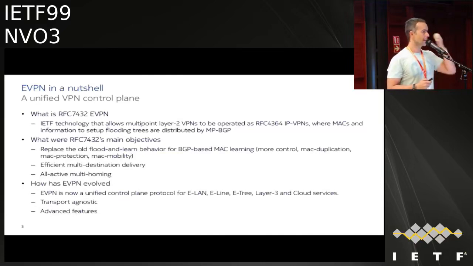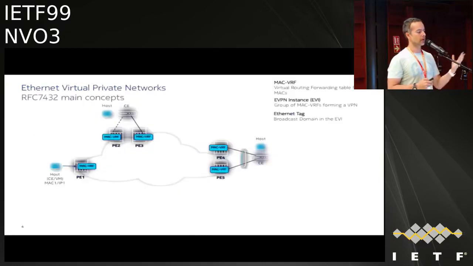The good thing about EVPN is it's pretty flexible. You can extend it. It's transport agnostic, so you can use it with any tunnel, and it has a lot of advanced features already there. If you had to explain what EVPN RFC 7432 is in just one slide, you could think about it like this. It's a VPN that you define in a bunch of PEs in the network. The instantiation of a VPN in a PE is called a MAC-VRF. A group of MAC-VRFs for the same VPN is an EVI, an EVPN instance. Within an EVPN instance, you can have one or multiple broadcast domains, and each broadcast domain, if you have multiple, is identified by an Ethernet tag in the control plane.